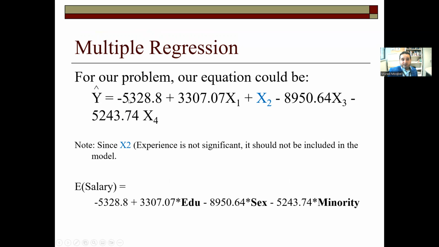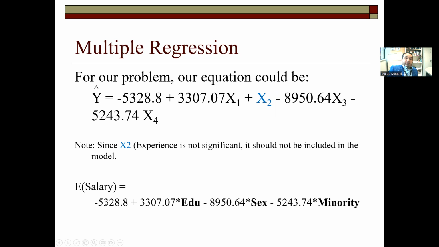So the y-intercept, and then we get the beta coefficient for education, which is different now because there might be correlation with the other variables in the model. And then we have gender, it's negative, and minority is also negative. So the expected salary equals negative 5,000 plus 3,000. In other words, we need to interpret what this result tells us.